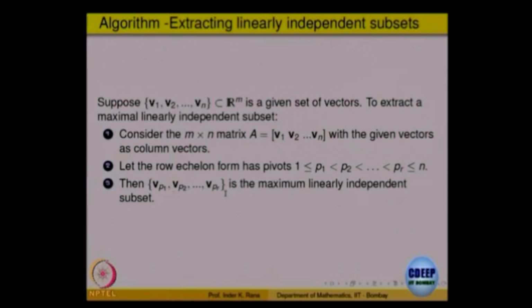Those columns, that collection, is the maximum linearly independent subset. This we have verified in one example, and this can be put on a computer, because matrices can be put on a computer. All computation of reducing to row echelon form is pre-multiplication by matrices, so a machine can do that job. But in the exam, it will not be the machine doing it; we will have to do it ourselves. So this is one algorithm.